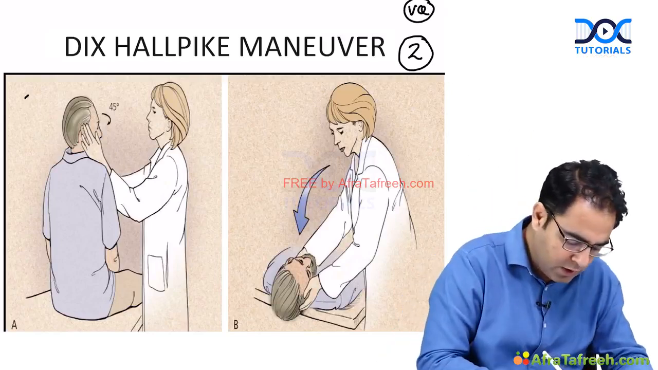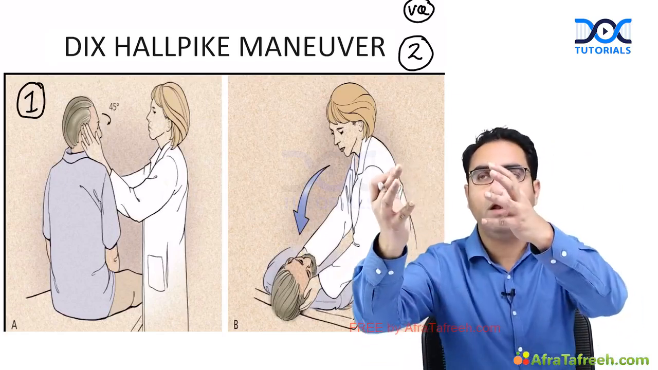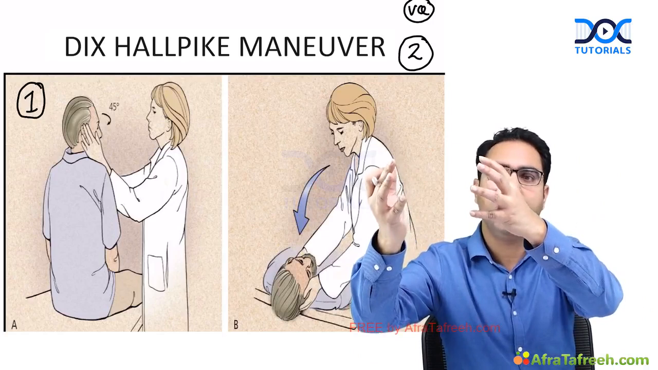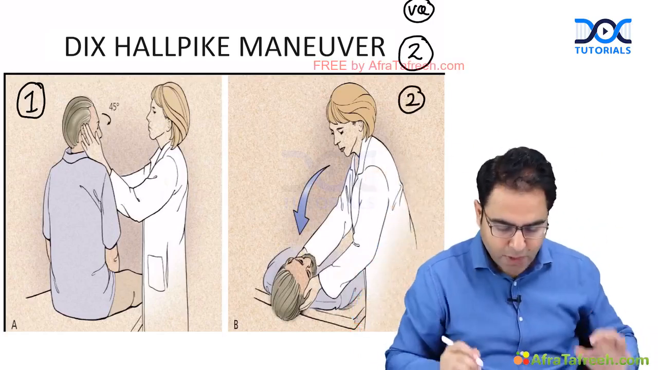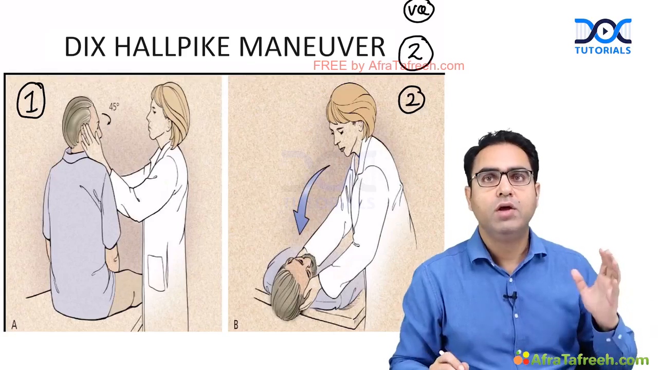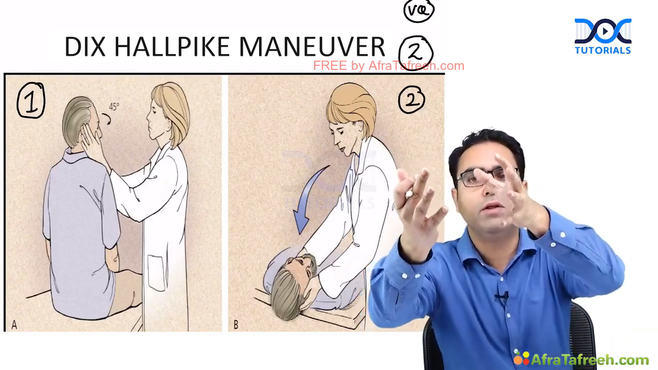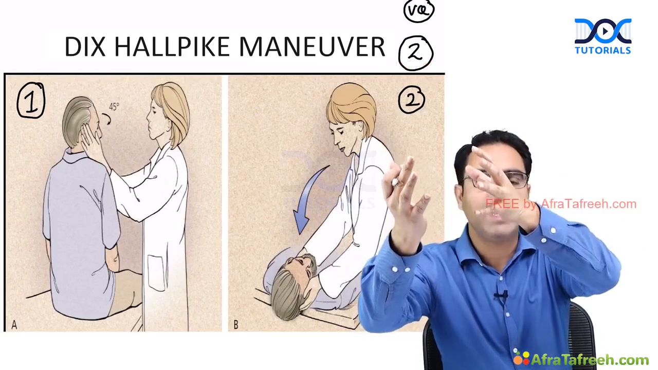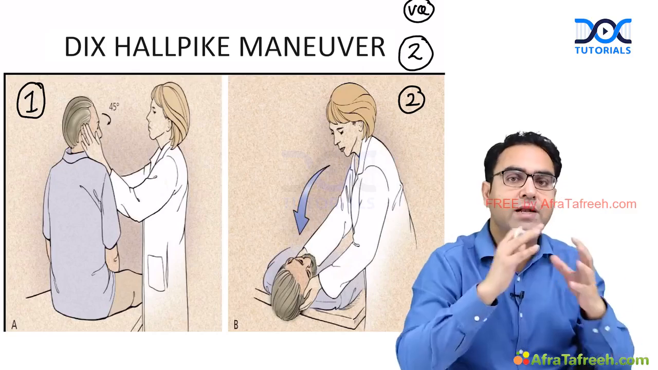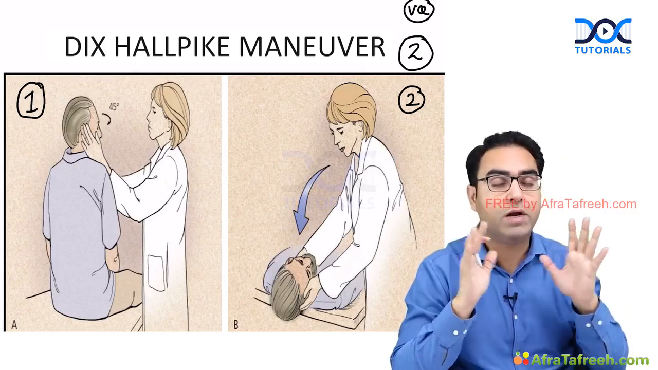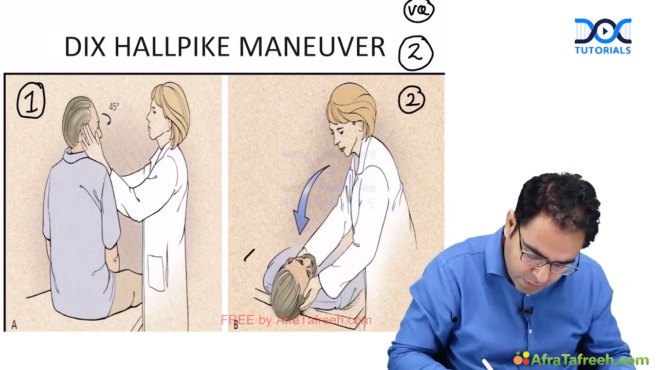The first position is sitting, and then you hold the head of the patient and suddenly bring his head down. Second position. So in a Dix-Hallpike maneuver visual question, you will have two pictures. In one, the doctor is holding the head of the patient in sitting position, and in the second, the doctor is bringing the head suddenly down, and at this moment the patient will get vertigo and the eyes will show nystagmus. Look in the eye of the patient.